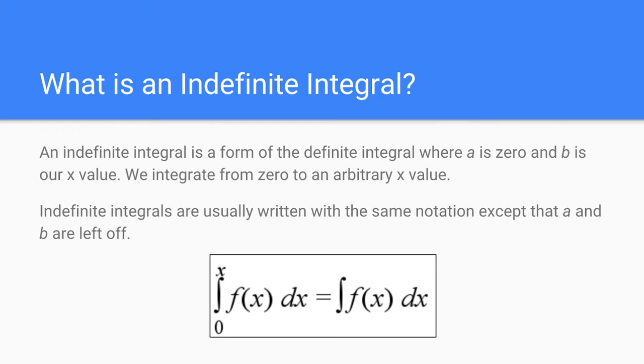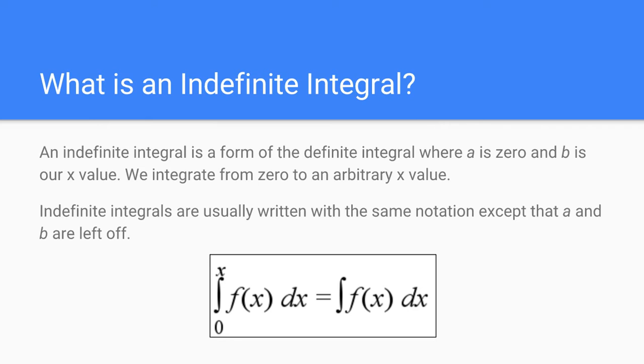So the reason it's called indefinite is because your answer is not going to be definite. It's not going to be like 24, 36. You're not just going to get a number. You're going to get something in terms of x. You're going to get a function out of this function. So you might get something like 24x squared plus 3x. So you're not going to get a definite answer out of this.